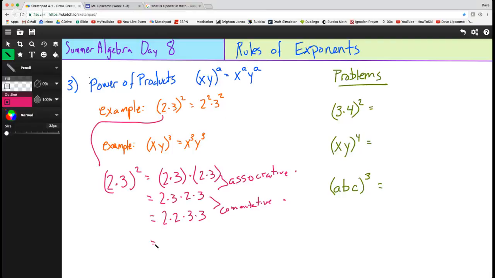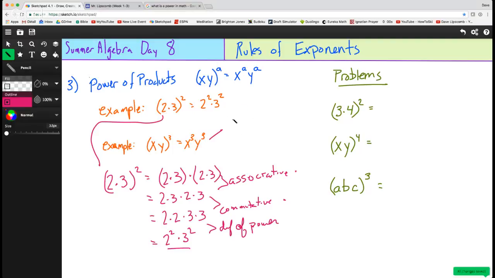And now I'm going to use my power rule. Well, 2 times 2 is 2 to the second power. And 3 times 3 is 3 to the second power. So now I've proved that 2 times 3 to the second power is the same thing as 2 to the second power times 3 to the second power. And that's by the definition of power.